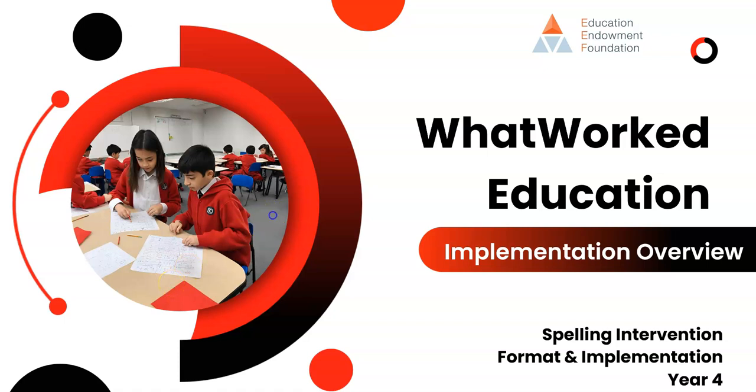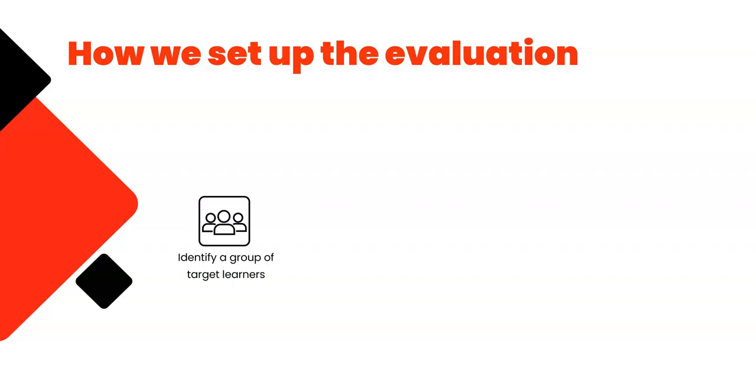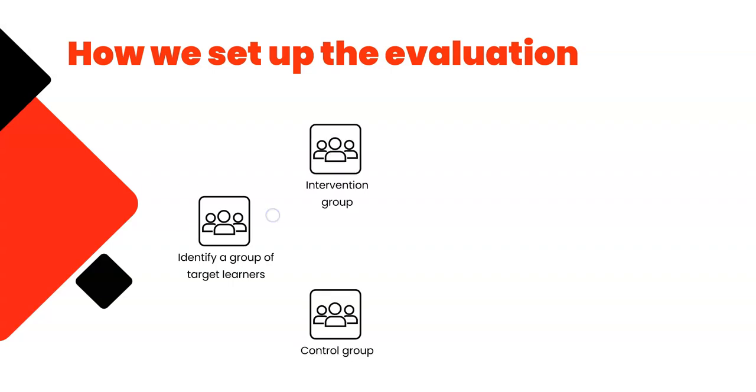Implementation overview. How we set up the evaluation. First thing we ask you to do is identify a group of target learners. You will then use the What Word Teaches platform to randomly allocate these to the intervention and the control group.